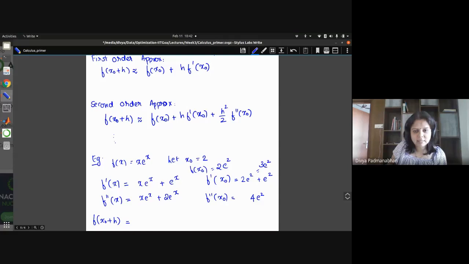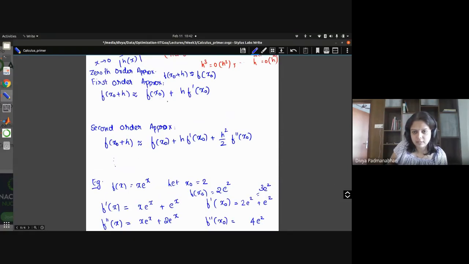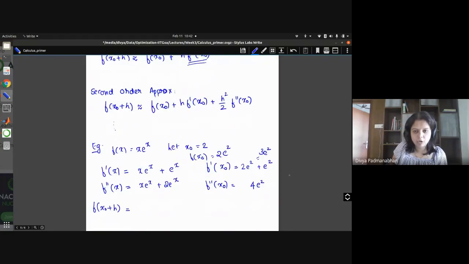And at the point x naught, that is also something you need, right? You need this term, f dash evaluated at the point x naught. So then you'll get 2 e power 2 plus e square. Okay. Now similarly, the second derivative.